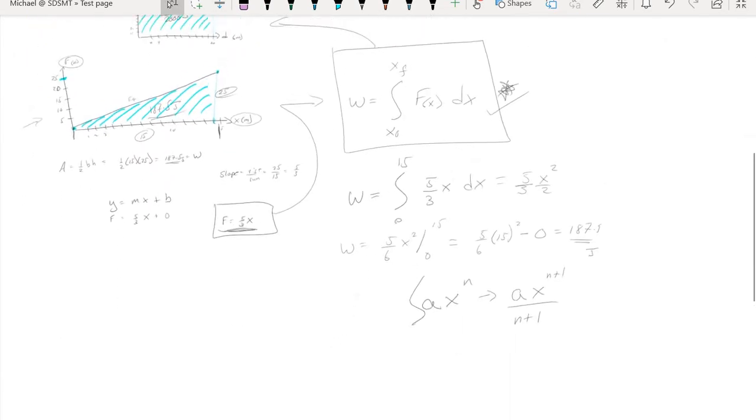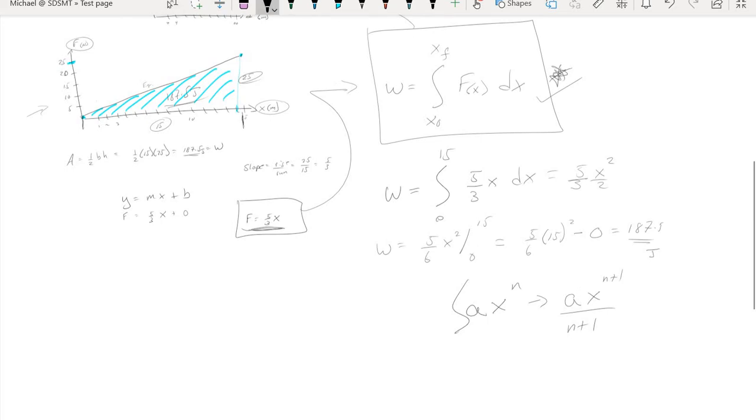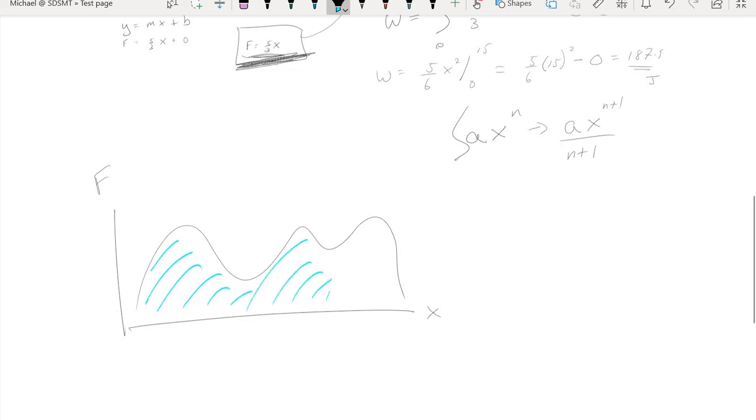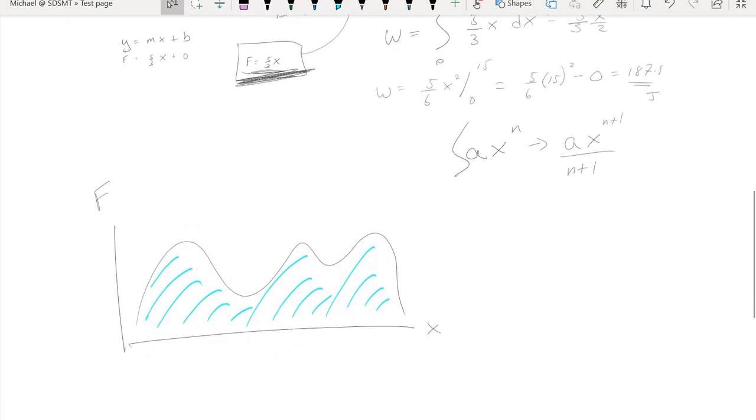All right, so this method works for a constant force. This method, sorry, getting tongue-tied there. This method works for a variable force. What if you had a force function that looked something like this, and you wanted to know how much work that force was going to do over the full displacement? Well, you would just find the area underneath the curve. Except, what is the function that describes that curve?